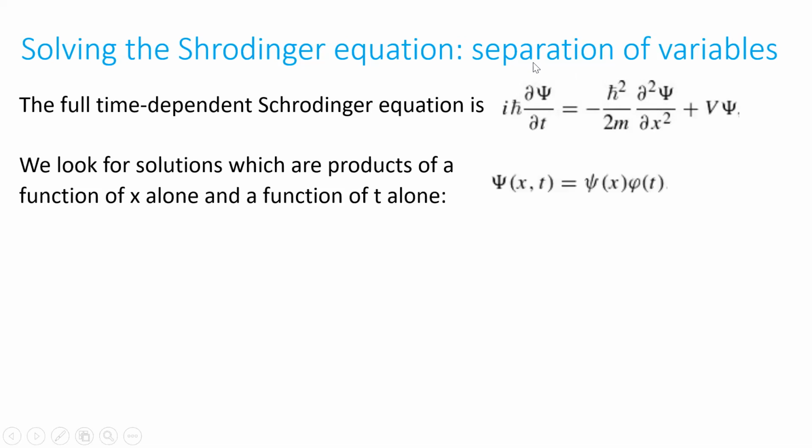So we look for solutions which are products of a function of x alone and a function of t alone. So for example, big psi, which is a function of both x and t, would be little psi of x times little phi of t, where little psi depends only on x and little phi depends only on t.